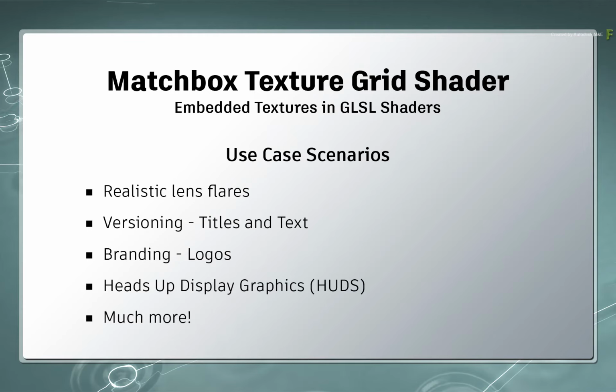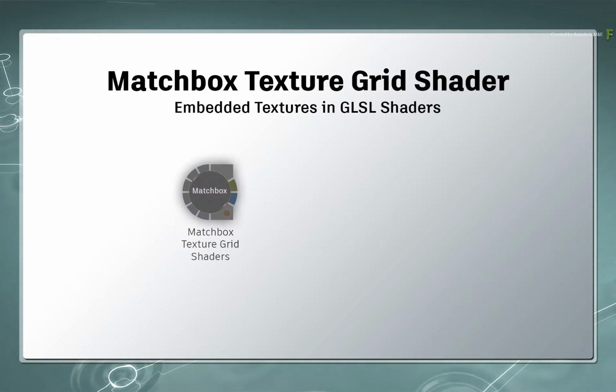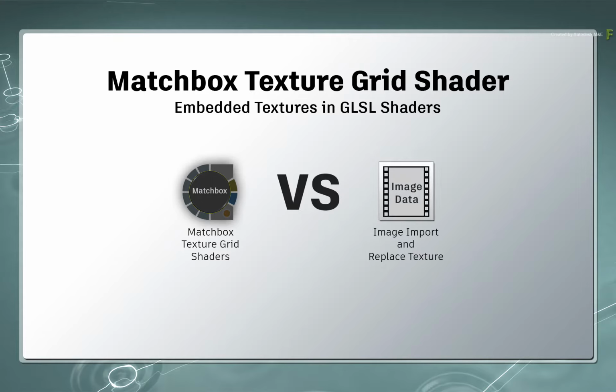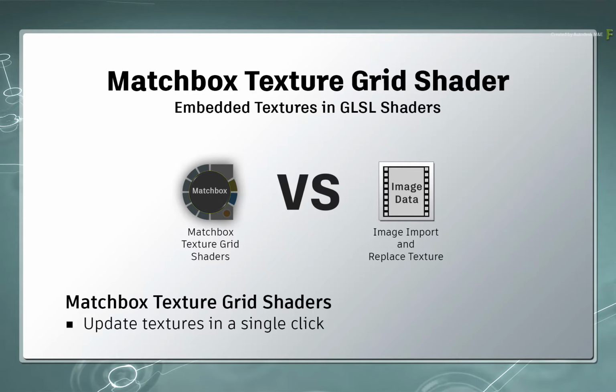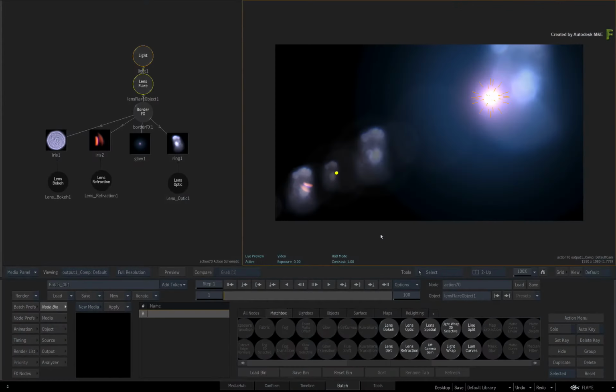We'll go through some examples in a minute, but the main point to using these Matchbox shaders, as opposed to the traditional import image and replace texture, is that using these shaders, you can switch elements with the click of a button. Now, this type of shader is known as a Matchbox Texture Grid. The name will make more sense when I show you how to quickly customize your own shader.